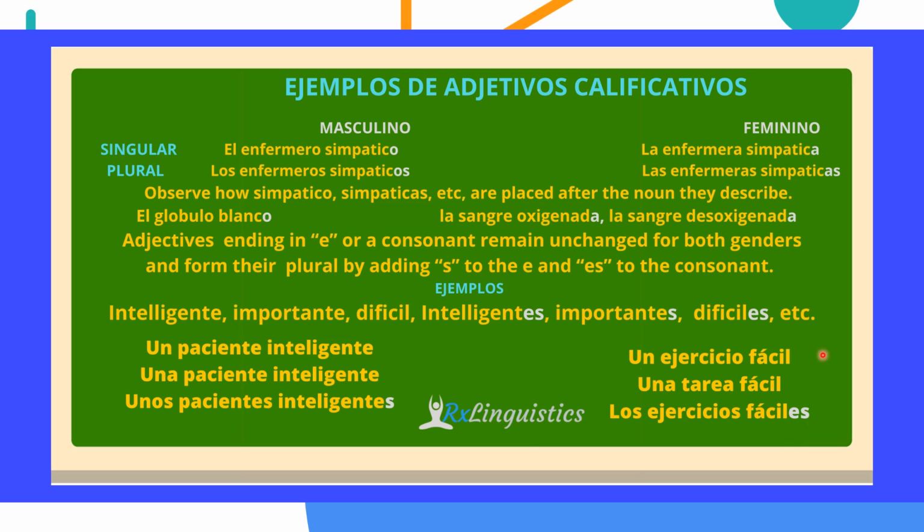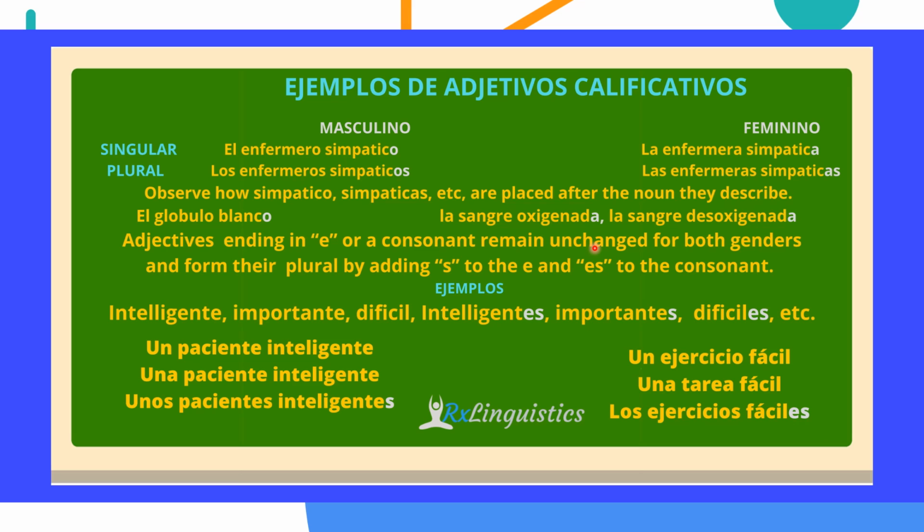Okay, an easy exercise. Una tarea fácil, an easy homework. Okay, tarea is feminine, ejercicio is masculine, but fácil is the same. There is no change here. Okay, fácil is the same. There is no modification. But when it comes to the plural, whether it's masculine or feminine, and the adjectives end in a consonant, you add es. You don't just add s, but you add es. Los ejercicios fáciles.